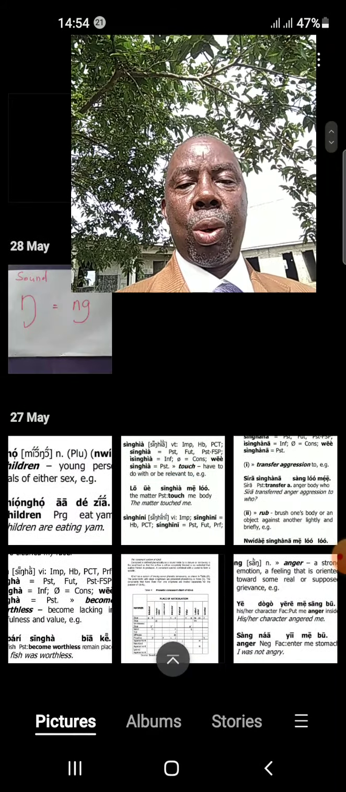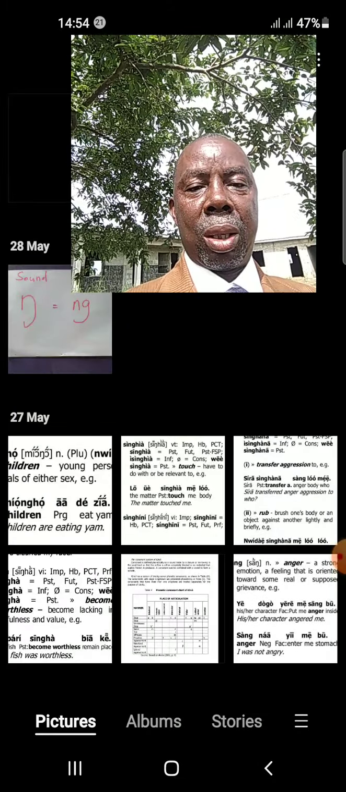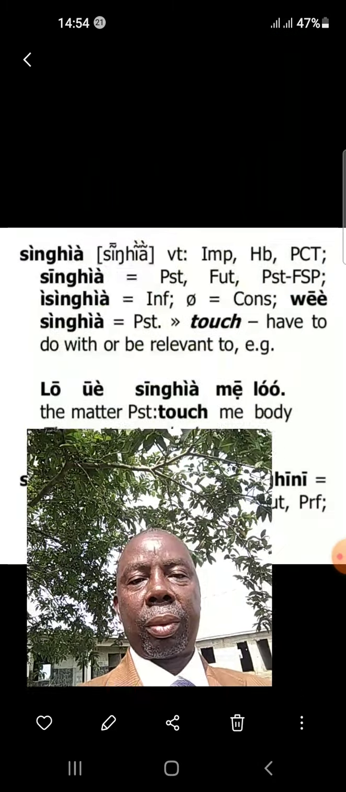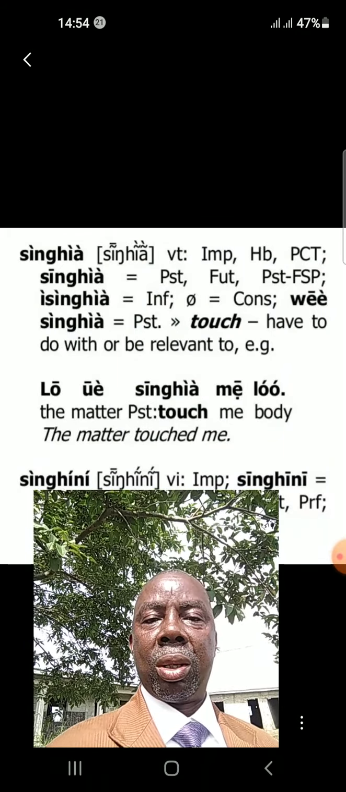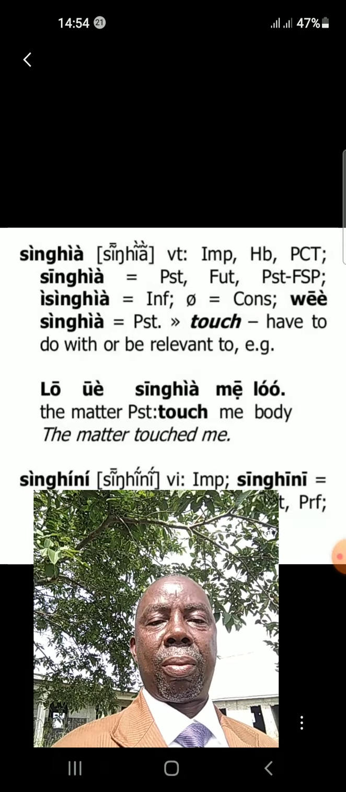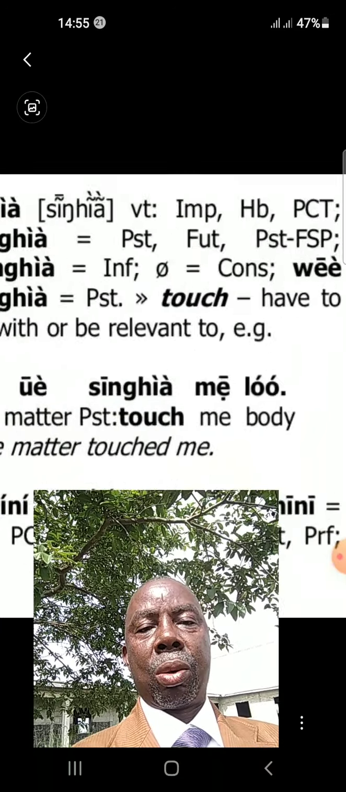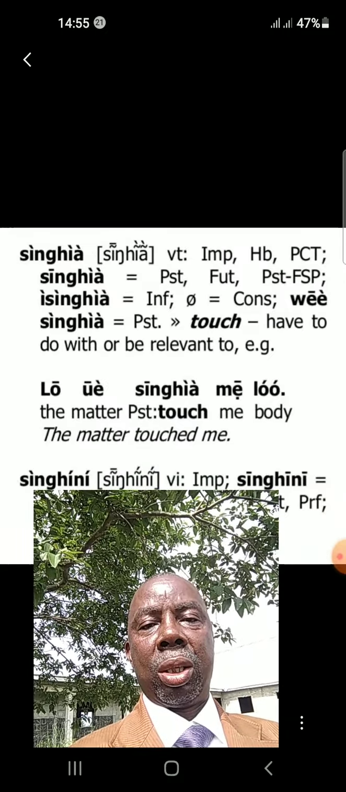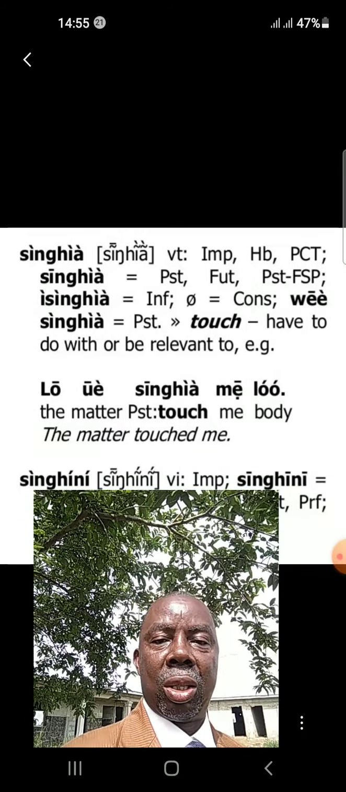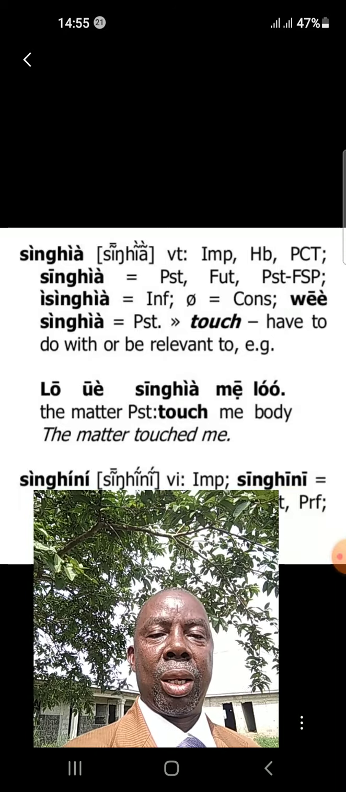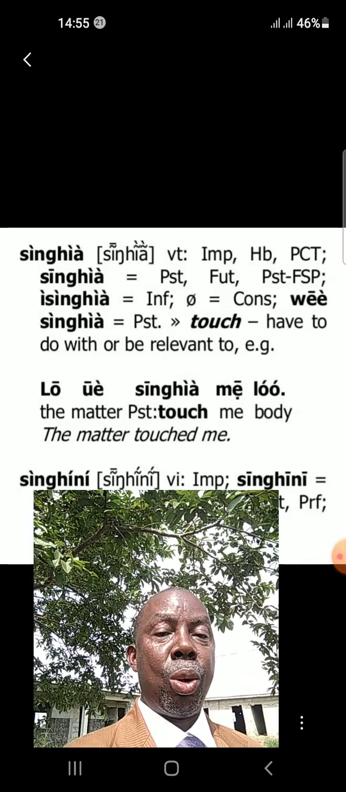All right, here we go to another word. Take a look at it. Now this is another word, and it is pronounced singya. Singya means touch. And you're able to make such sentences like this: Lo we singya melo.